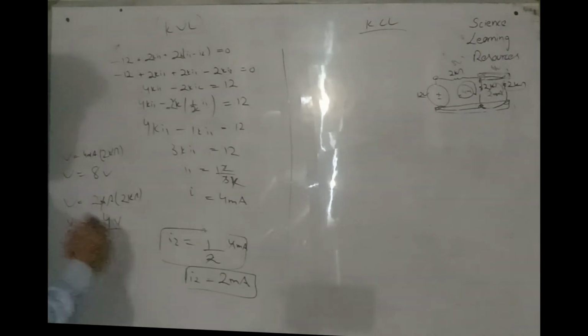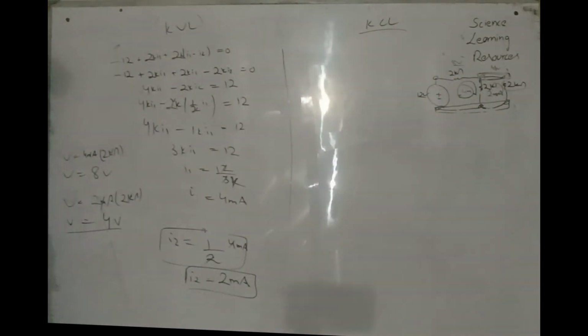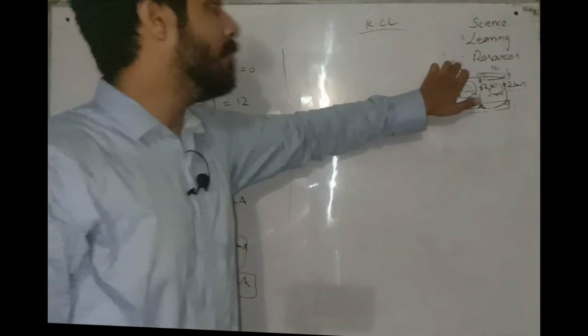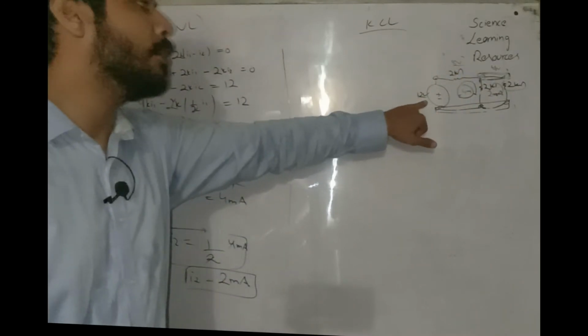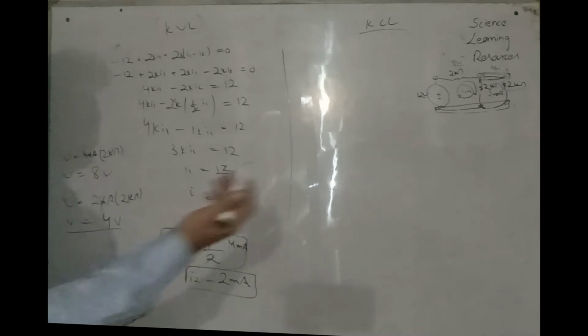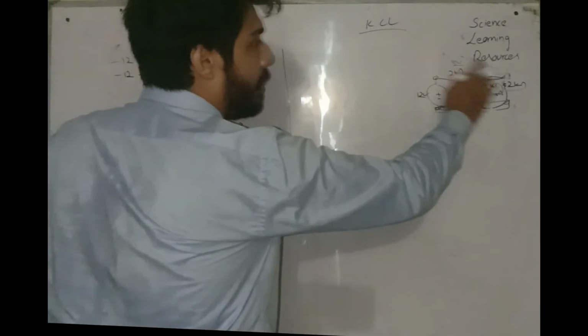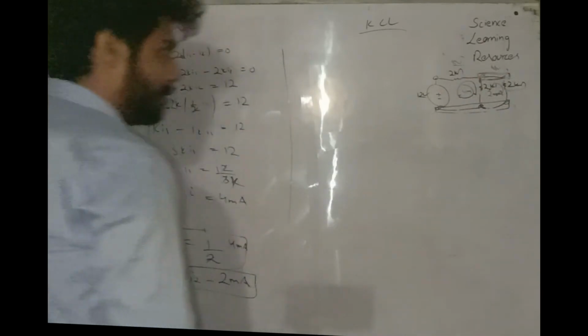So 4 volts, and previously I calculated 8 volts. After summing these two, 8 volts and 4 volts, I will get a total of 12 volts, because it is a law of conservation of energy that I cannot destroy or create energy. So my 12 volts will be separated in these two equations.